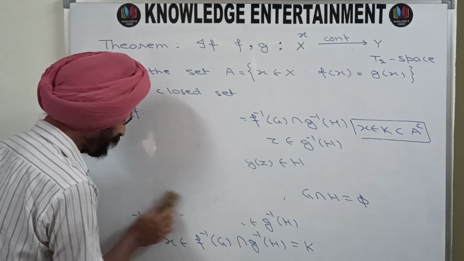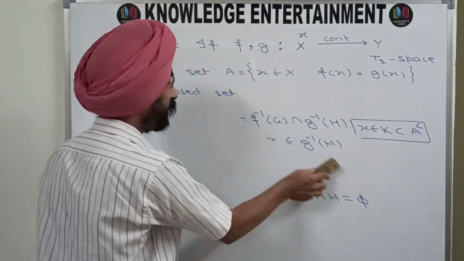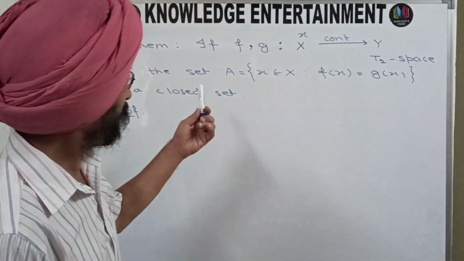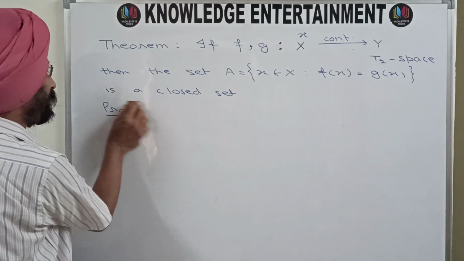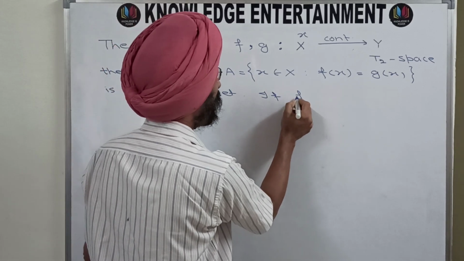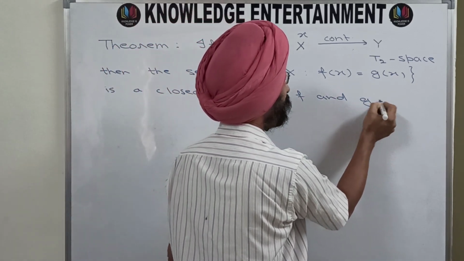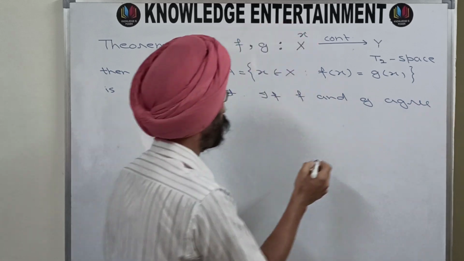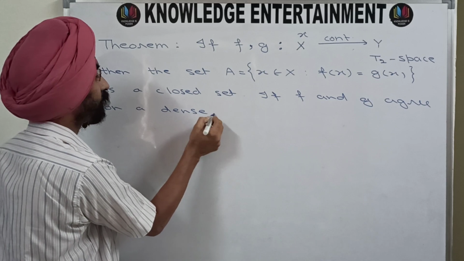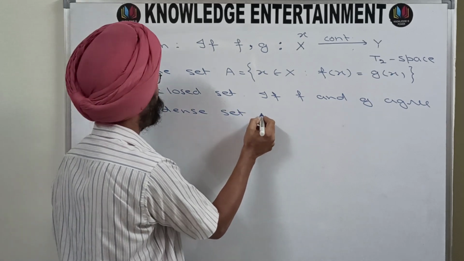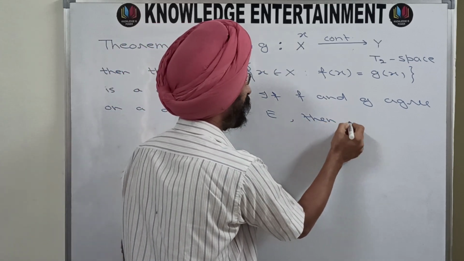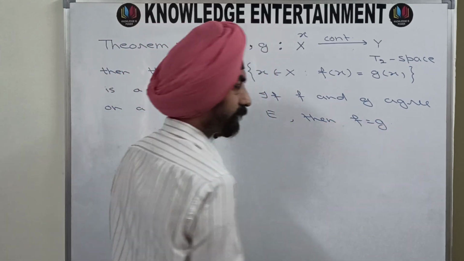Now there is an extension of this theorem. An extension is that, I'm writing the statement here. If F and G agree on a dense set E, then F is equal to G.